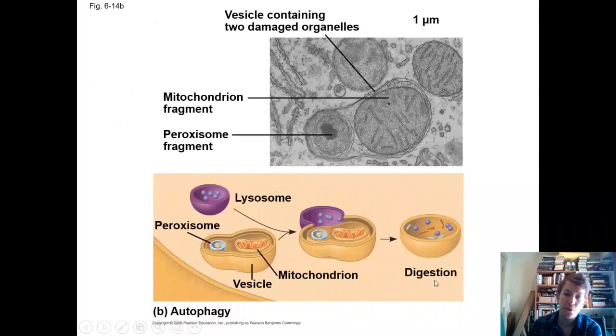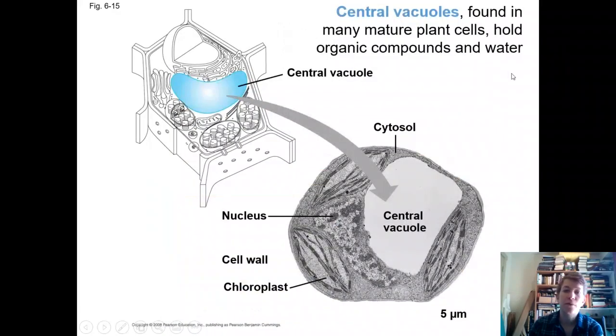And here's another example where instead of food, the lysosome is breaking down some damaged organelles. So here's a vesicle full of some damaged organelles. The lysosome fuses with it. Its digestive enzymes break up the damaged organelles so we can recycle the pieces. We mentioned that the central vacuole was a really large storage compartment found in plants. This is just showing you vacuoles in general are just little storage compartments, sometimes big storage compartments. Vesicles are for movement, vacuoles are for storage.